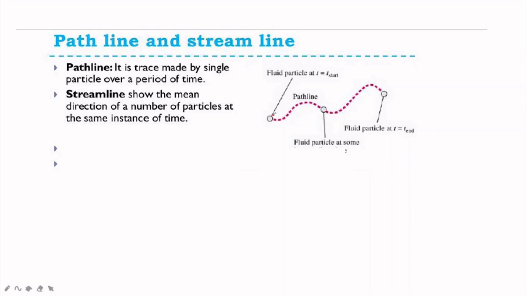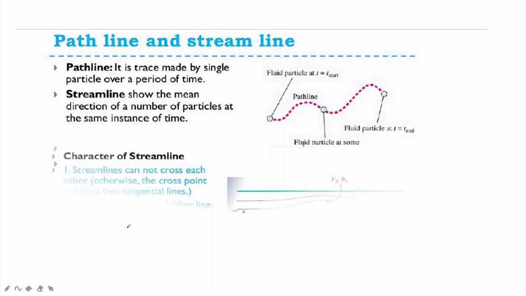The fluid particle at time t is starting, and it follows the path like this. At some time t, at the end it is here. So the path line is nothing but a trace made by a single particle over a period of time. Streamlines show the mean direction of a number of particles at the same instant of time, whereas the path line is a trace made by a single particle over a period of time.